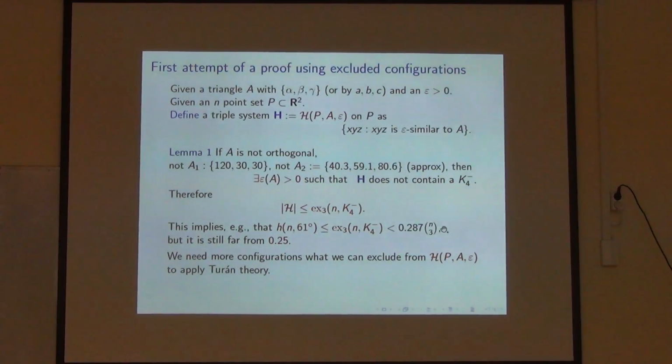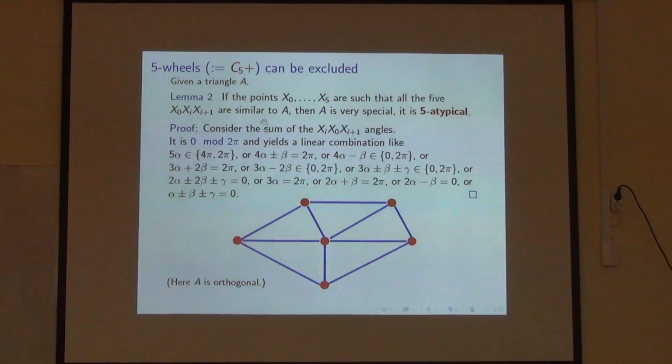We got pretty close to 1/4. We need more excluded configurations if you want to use this method. We can have a lemma like this: for example, a 5 wheel, what I denote by C5 plus. Here these 5 triangles are similar to each other, but these are orthogonal triangles. So for any orthogonal triangle, I can represent it as a 5 wheel.